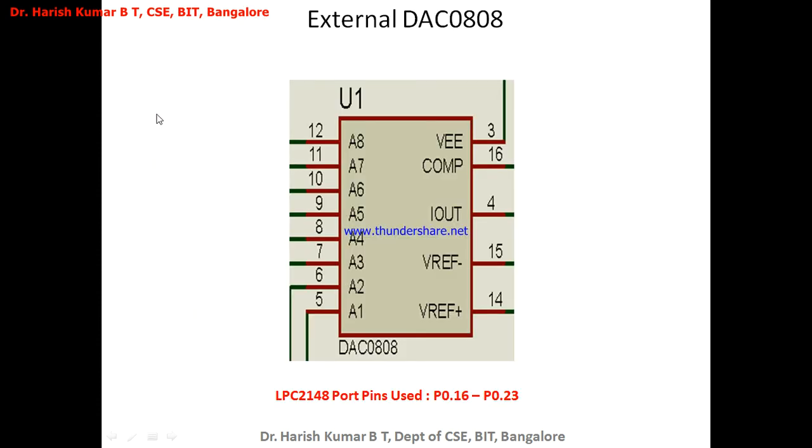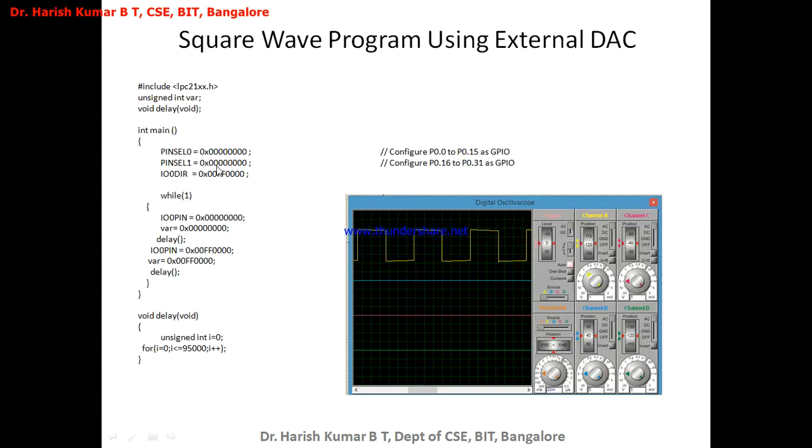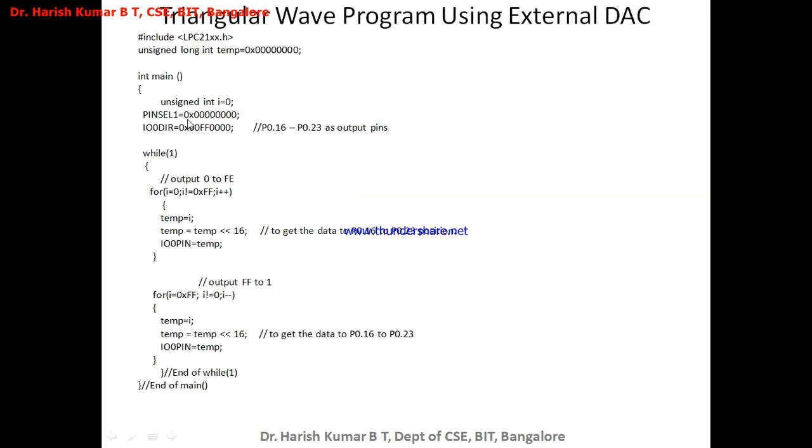Actually PINSEL0 was not necessary, because all my pins P0.16 to P0.31, and P0.23 is in the range 0.16 to 0.31. If you make PINSEL1 equal to 0, that is enough, but this is not necessary; we have written it, but nothing will happen. And here we have applied it, PINSEL1 equal to this, and I want to make P0.16 to P0.23 act as output pins, IO0DIR, same thing.